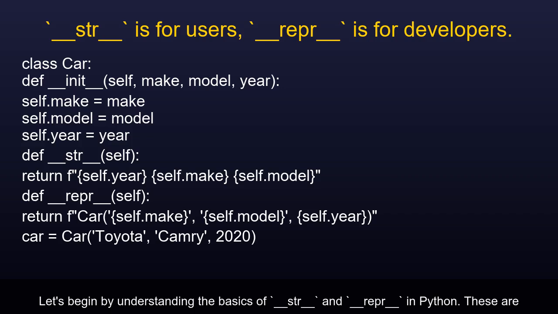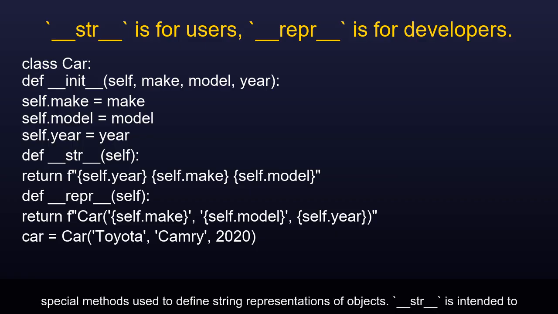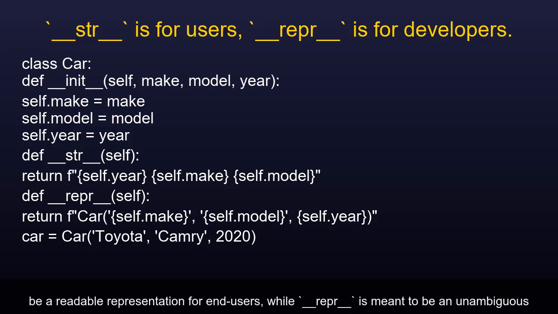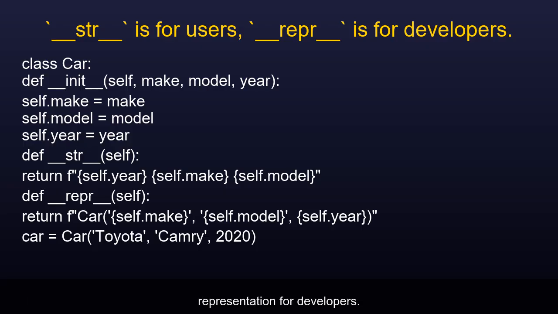Let's begin by understanding the basics of __str__ and __repr__ in Python. These are special methods used to define string representations of objects. __str__ is intended to be a readable representation for end users, while __repr__ is meant to be an unambiguous representation for developers.